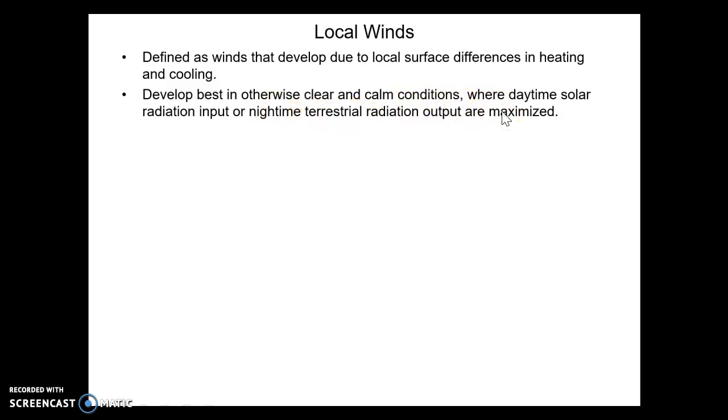So if you have a clear night, you can have really strong radiative loss, which cools the ground off rapidly. Or during a day, if it's clear and otherwise calm, the sun comes in unimpeded and warms up the surfaces dramatically. So those are the perfect conditions when in some places, if the geography is right, they can develop what we call local winds or breezes sometimes. So there are some types.